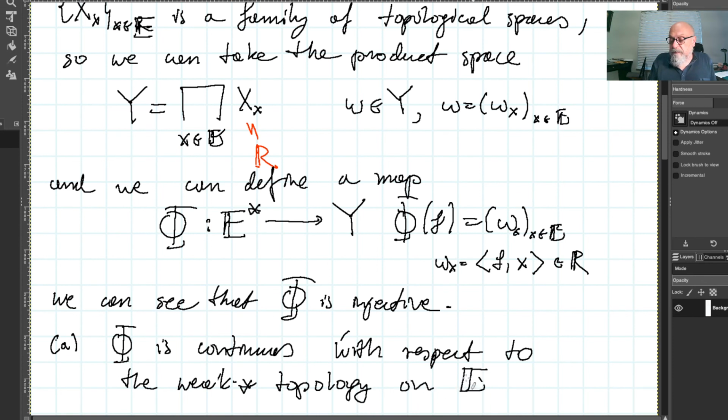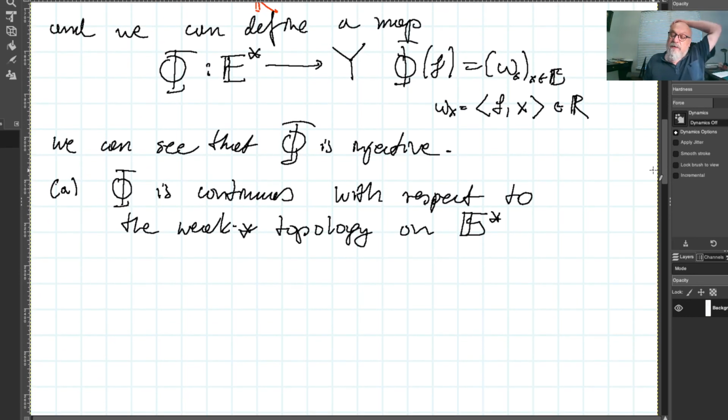On E star, the map is continuous with respect to the weak star topology on E star. Indeed, we know how to verify the continuity. In this case, you just need to do the following.